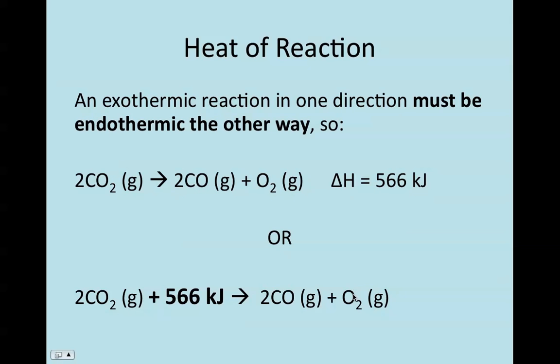All right. An exothermic reaction in one direction must be an endothermic the other way. So for an endothermic reaction, when we've reversed it, compared to the left-hand column on your note packet, delta H is now positive. Now the positive amount of energy means that it's going to be written now as a reactant. So we've seen how, again, the sign has flipped for this endothermic reaction, which was reversed from our exothermic reaction, and the side that the 566 kilojoules is on has also changed.